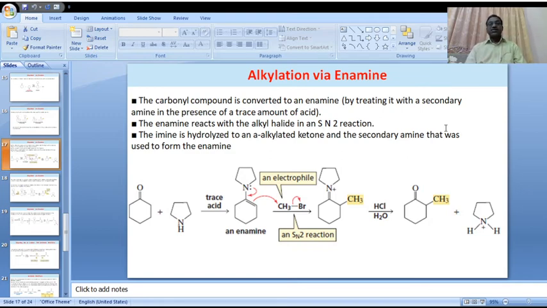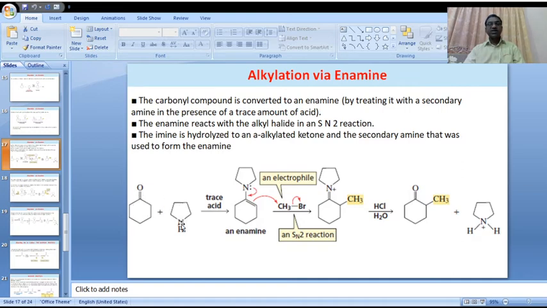Next, alkylation via enamine. Another example: the carbonyl compound is converted into an enamine by treating it with a secondary amine in the presence of a trace amount of acid. Enamine formation. Here cyclohexanone is a carbonyl compound, a ketonic functional group is present.